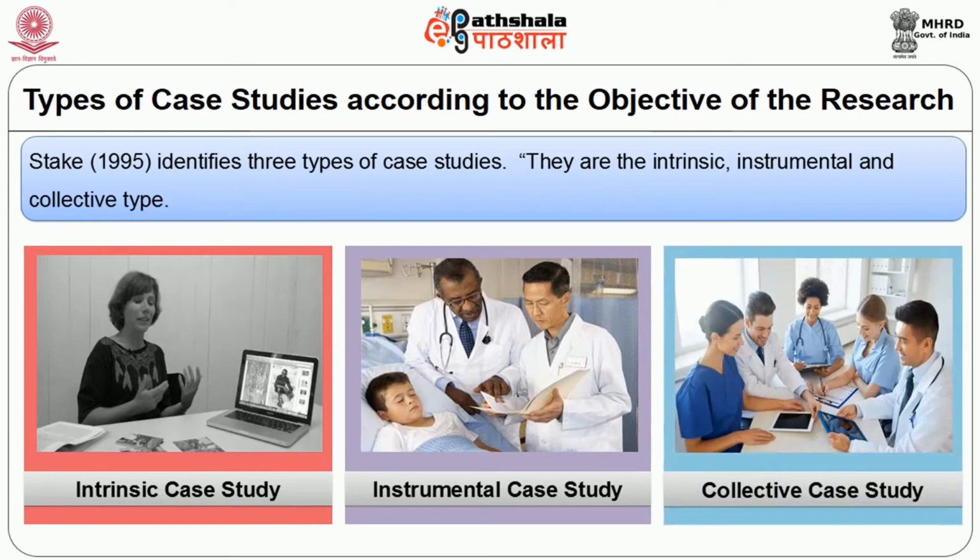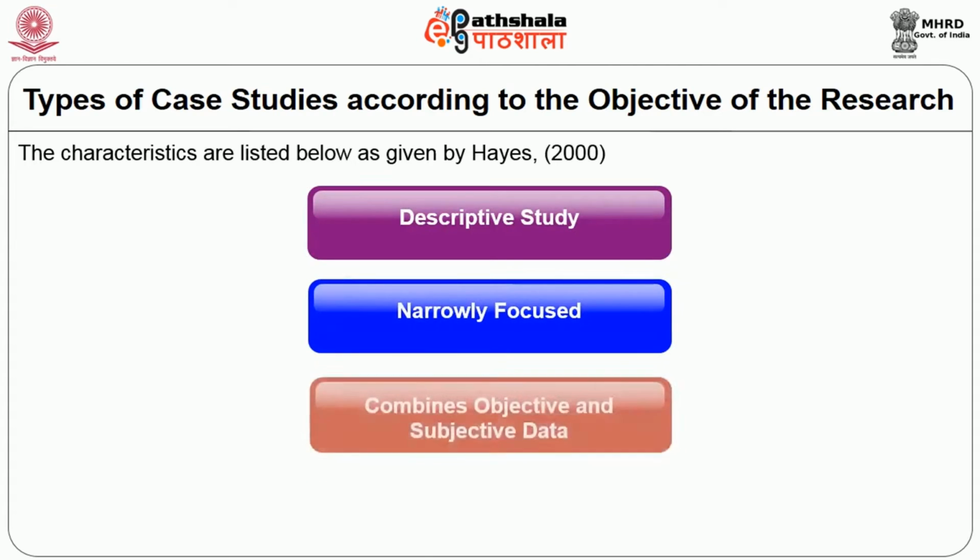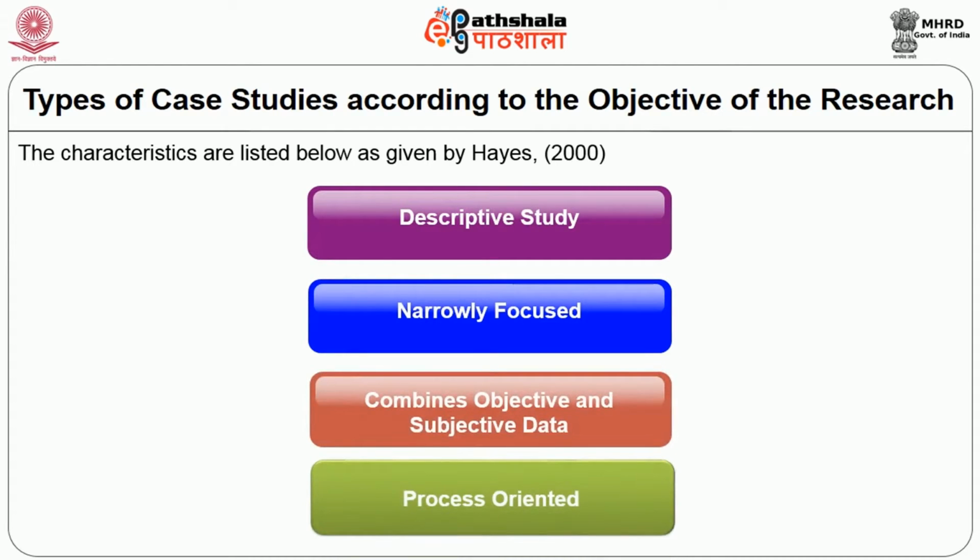Next is the collective. In the collective type, a number of case studies are studied jointly in order to understand a phenomenon, population or group condition. It is often referred to as a multiple case study. Example, 15 primary care practices are studied as single but conjoined cases in order to understand how obesity is discussed in this setting. The main characteristics of case studies are as listed by Hayes 2000.